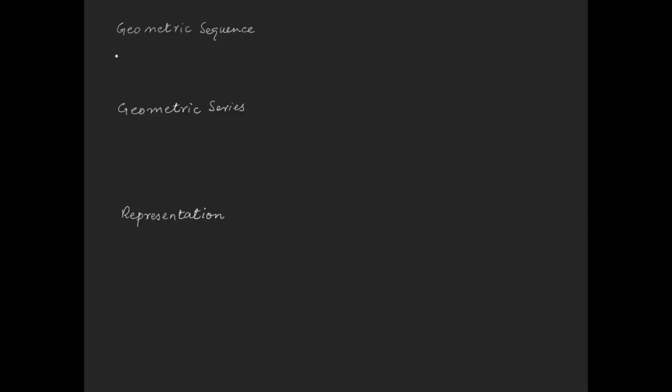Let's move further. What is a geometric sequence? We have studied that the first term, when it is multiplied with some common ratio r, gives the second term, and then this second term is multiplied with r and we get the third term, and so on. So this is an infinite geometric sequence.